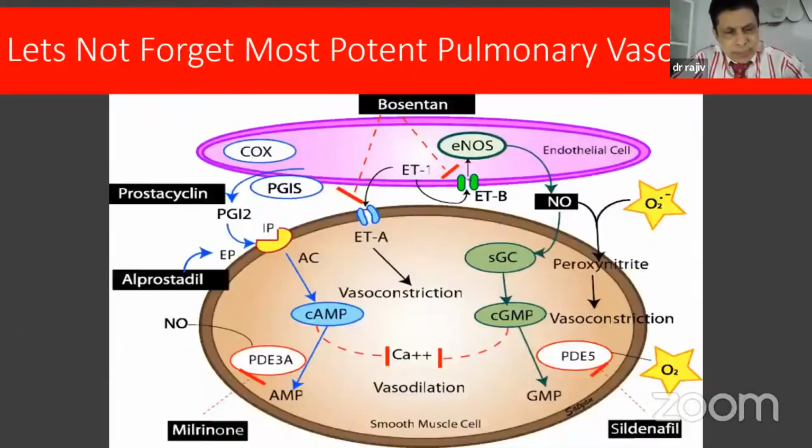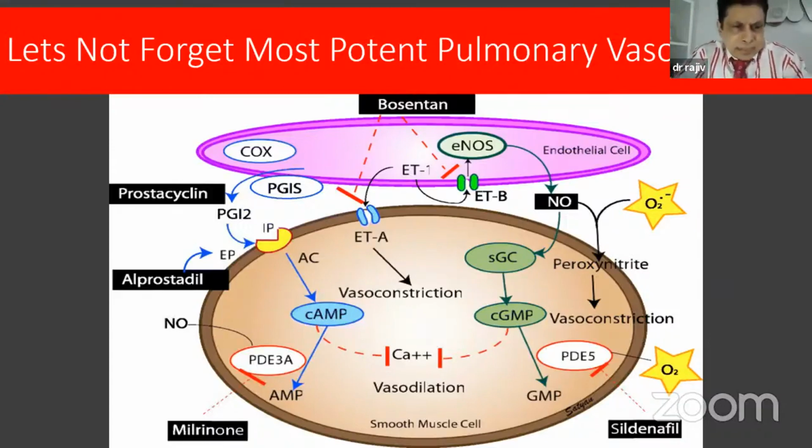So now coming to what I'm going to talk about today, the various pathways I already told you. We have the endothelin pathway, bosentan. We have the cAMP pathway, by milrinone, a phosphodiesterase 3A inhibitor, which increases the cAMP level. At the level of nitric oxide, we have cyclic GMP, which is degraded by phosphodiesterase, and phosphodiesterase 5 inhibitors include sildenafil.